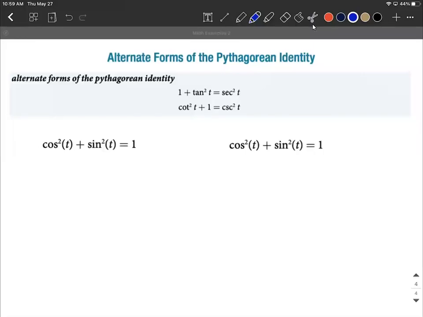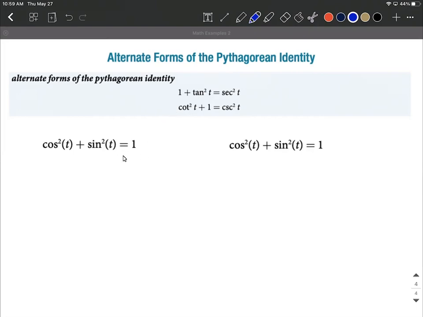Okay, let's talk about the alternate forms of the Pythagorean identity. So the alternate forms are listed up here in this box. The initial form, cosine squared plus sine squared equals 1, that's the original version of the Pythagorean identity. We've already talked about that. So let's talk about how you can come up with these other versions based on the original. It's really not that difficult.